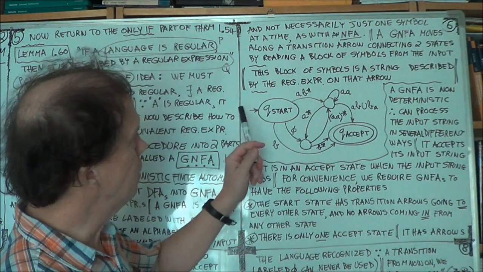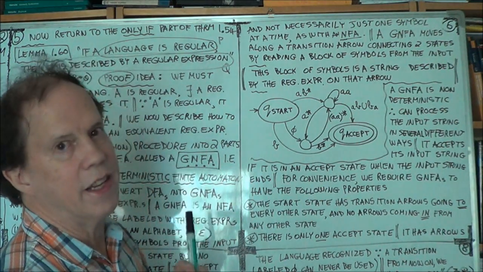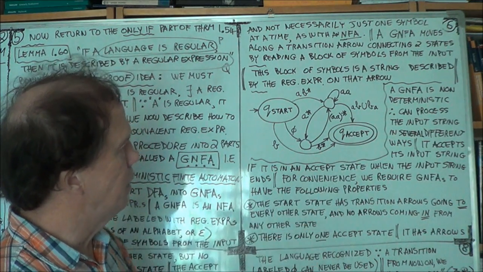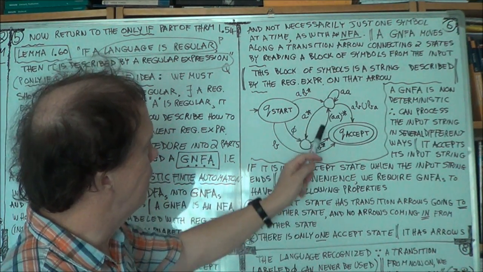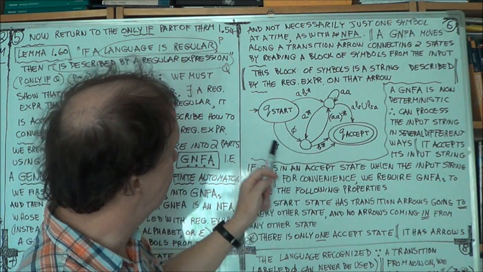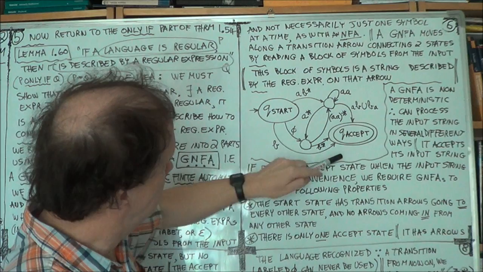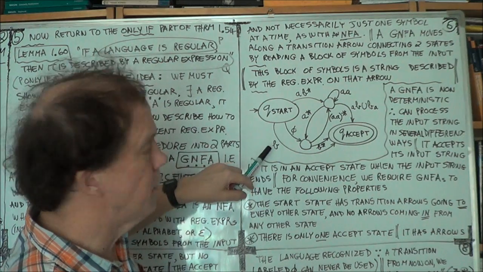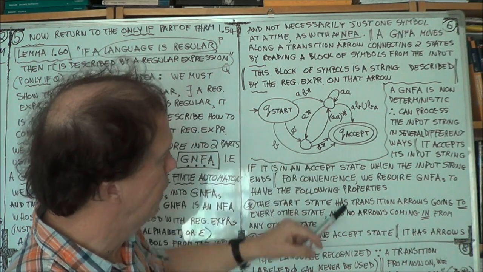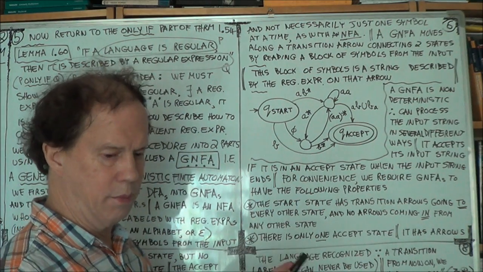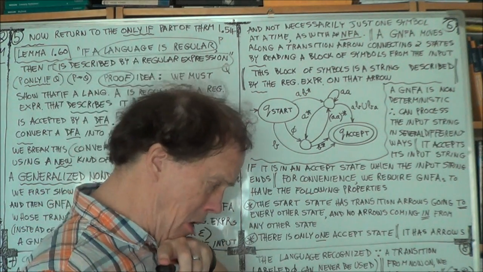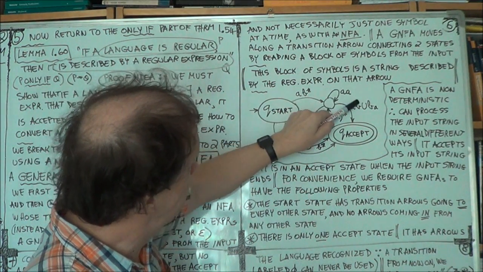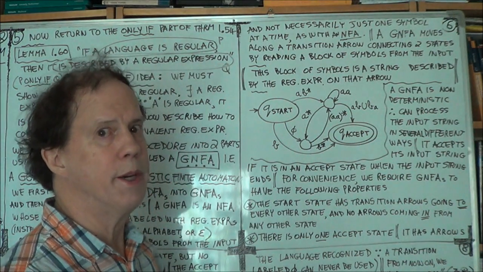Now it looks pretty much like an NFA. It's got a start state, and in this case it has one accept state, and it has other states, and it has transition arrows. Now here's an example of a transition from this state to this state with just one symbol. So in that sense, this transition arrow is what you're accustomed to with an NFA. But here, you've got regular expressions.